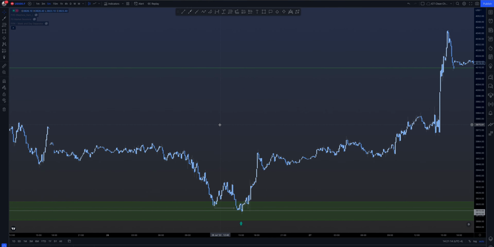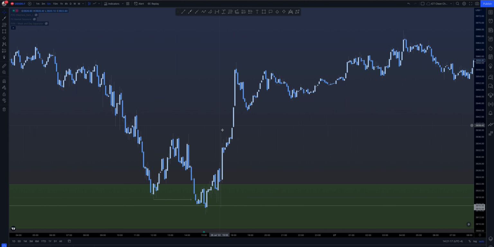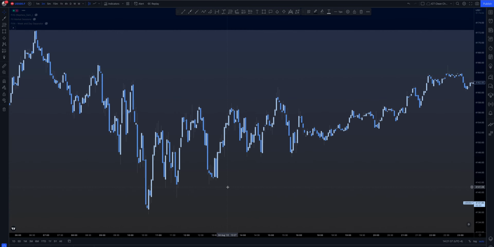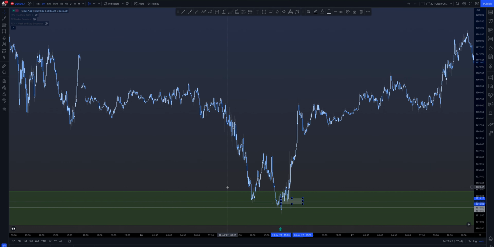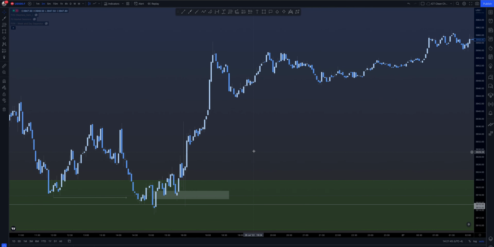I don't want to leave this. Okay, and then can we observe a displacement with a fair value gap? So yes, we can. So here is your displacement here with a shifted market structure. However, that doesn't look very clean. So I'm going to go down to the 3-minute time frame. Okay, so you can clearly see that this is a much nicer shift on this time frame.